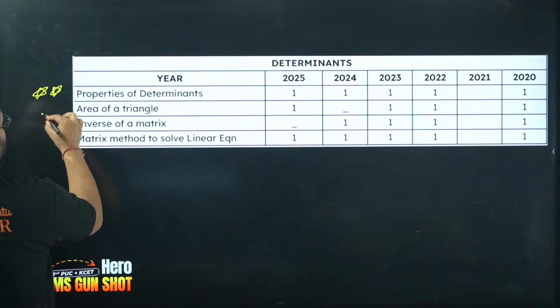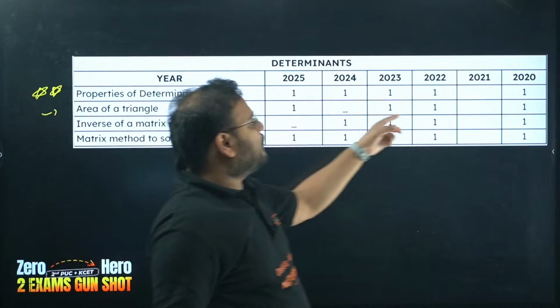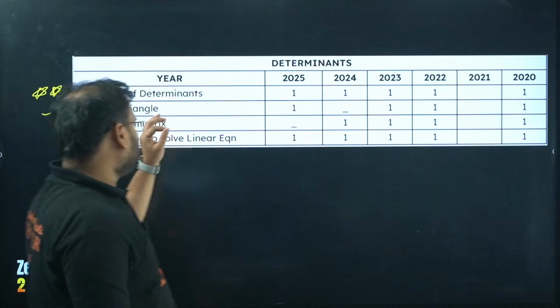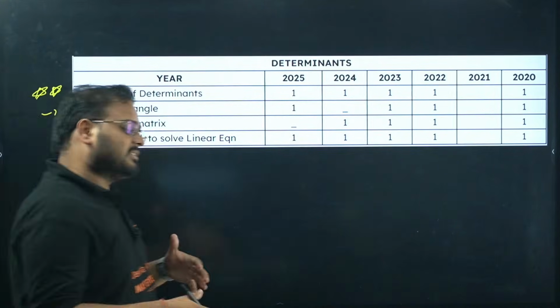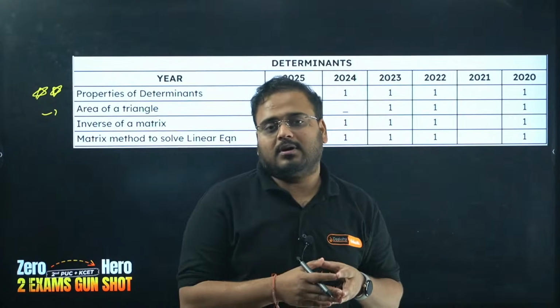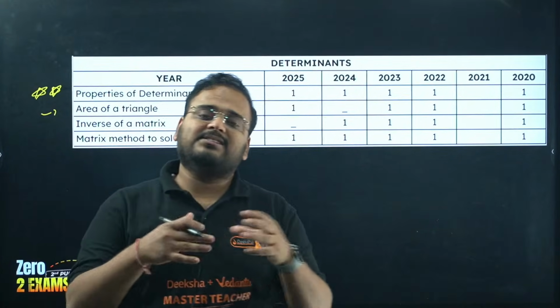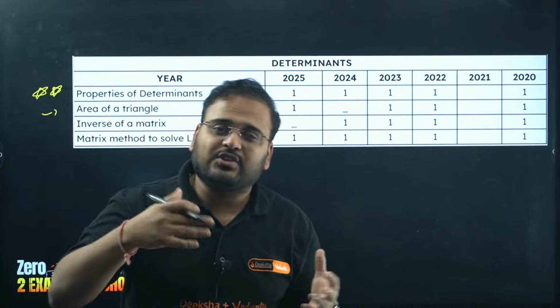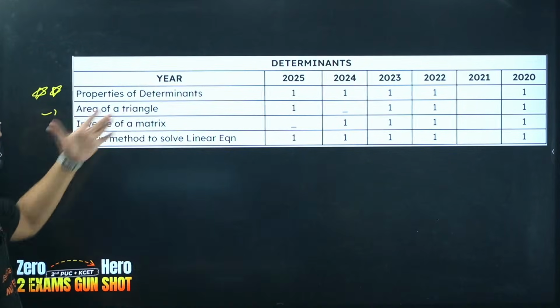Area of triangle is also almost every year you can see 1 1 1. Every year one topic from area of triangle has been repeated, whether they ask it in the form of collinear points, or they can ask you that lines are in a straight line, find the equation. All of that can be expected. So area of triangle is that concept.